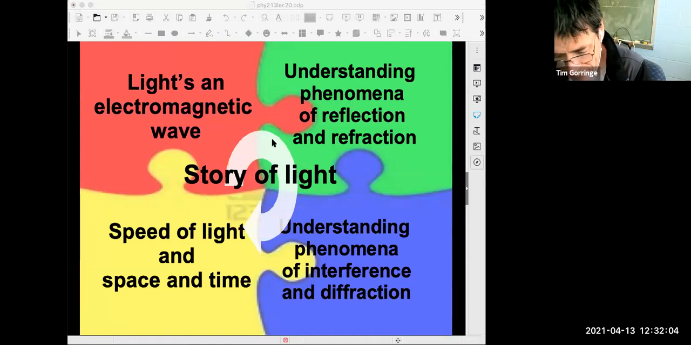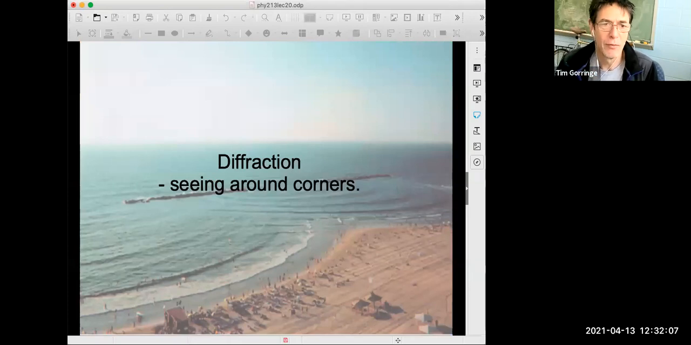Enough of that. Let's get on with actual material for today's class. And we're going to talk about diffraction. And if you want to explain diffraction to your mom or your dad, diffraction is seeing around corners. Diffraction is the bending of light around corners. Diffraction is the bending of waves around corners. And we're going to explore diffraction.